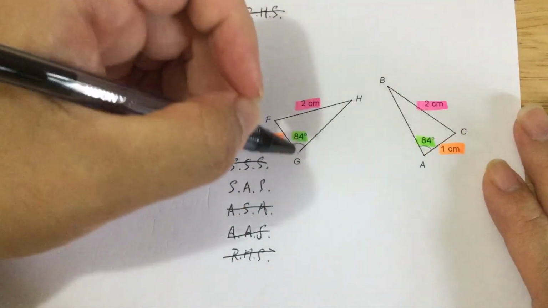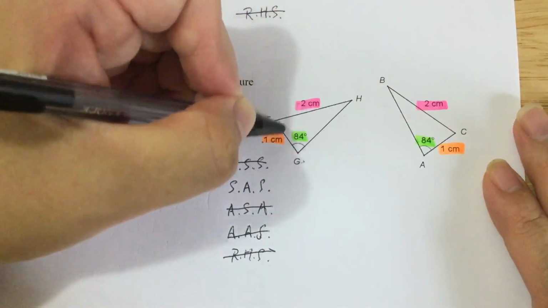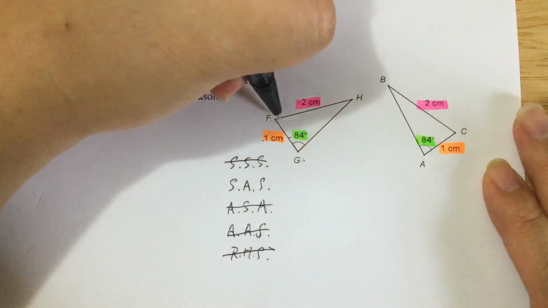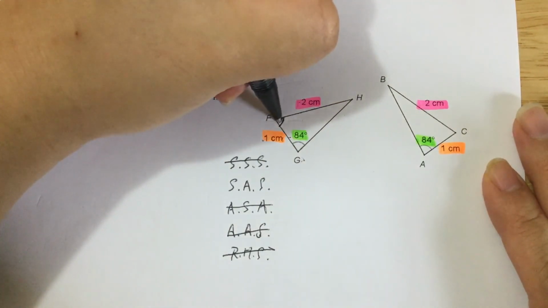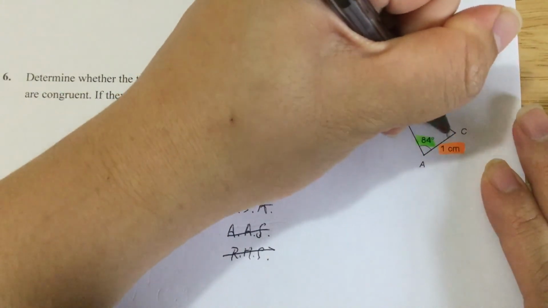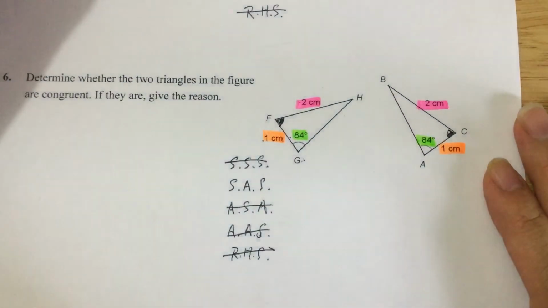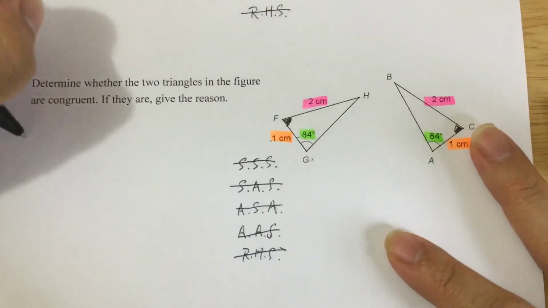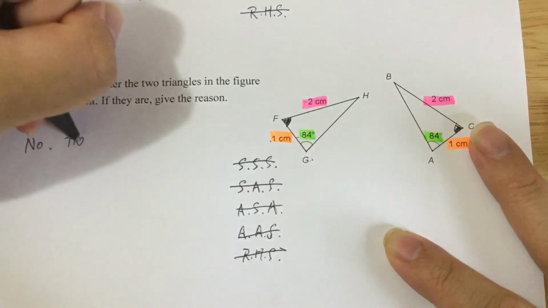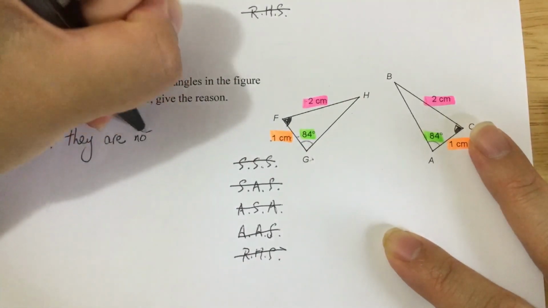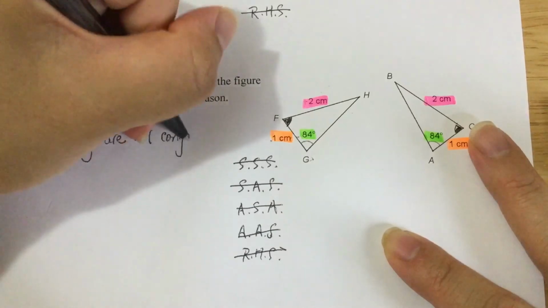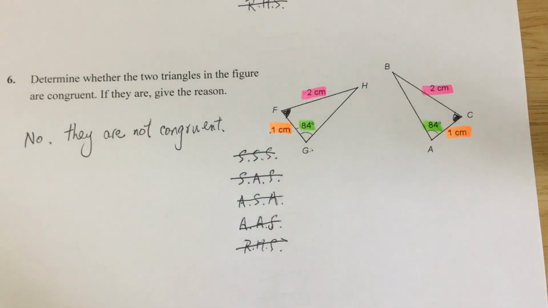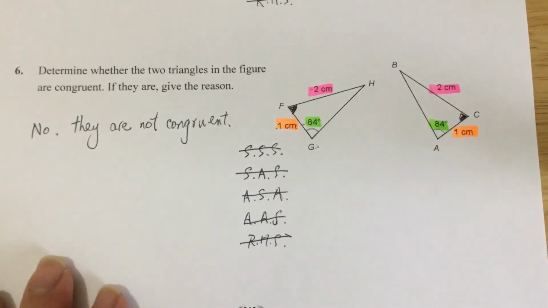But unluckily, if I want to use SAS, that means we will use the included angle between the sides with given length. So if I know these two angles, angle F and angle C, are equal, I can use SAS, but unluckily we do not have it, so this one is also not okay. So the final answer, no, they are not congruent. This one is called SSA. I've told you that SSA is not a way to prove congruent. So make sure that you don't use SSA to prove congruent.